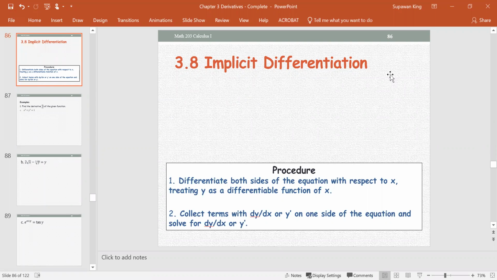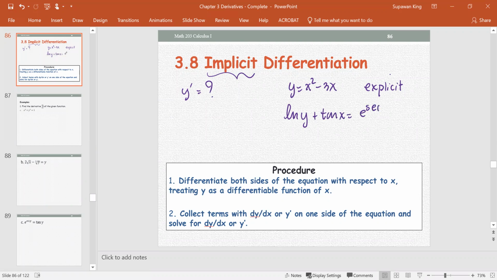Section 3.8, implicit differentiation. In this section, we are going to find y prime for the implicit function. For example, if you have y equals x squared minus 3x, this function is called an explicit function because y is on the left-hand side and the right-hand side is in terms of x, or another way we call it, y is by itself. For the case that you have natural log y plus the tangent of x equals e to the secant of the y.